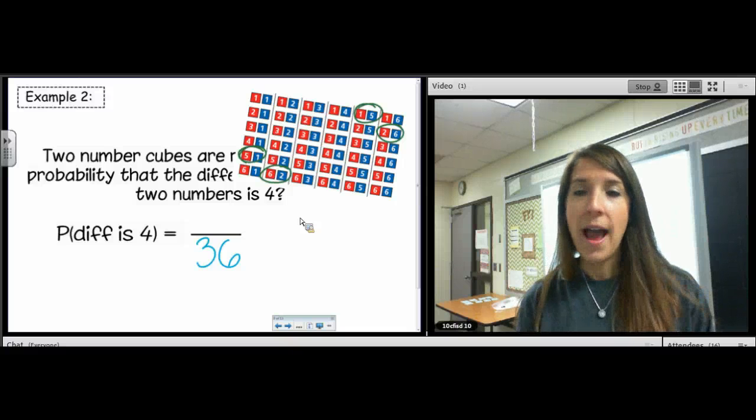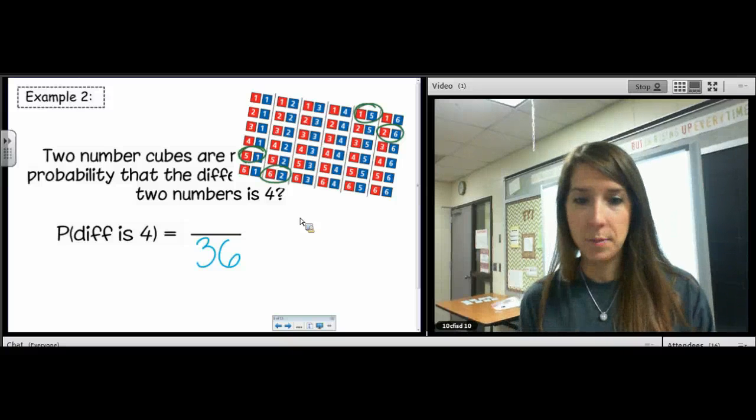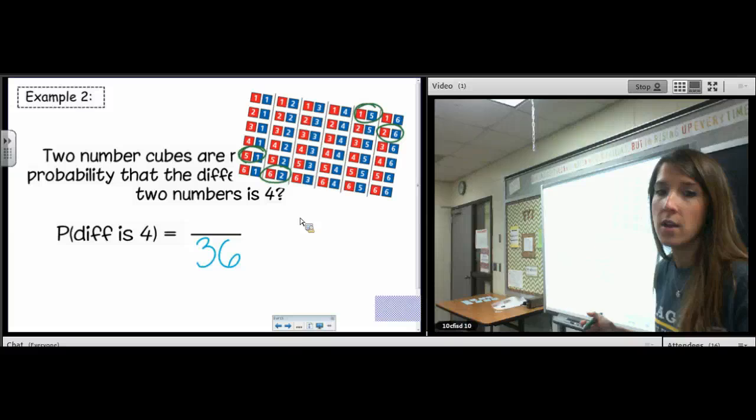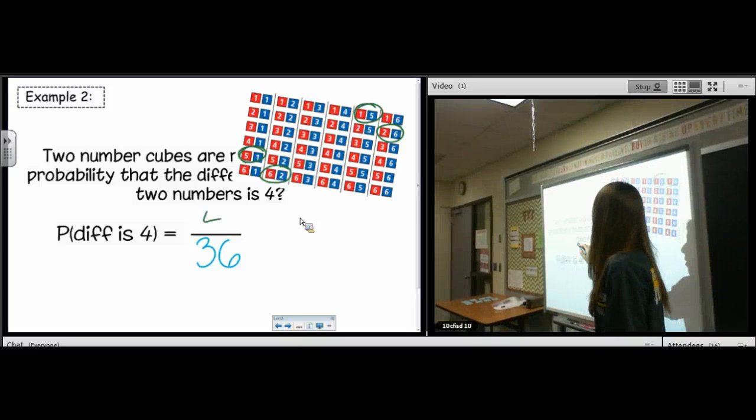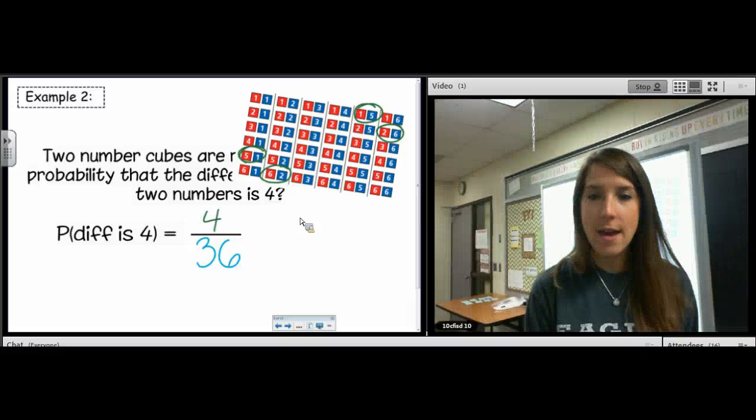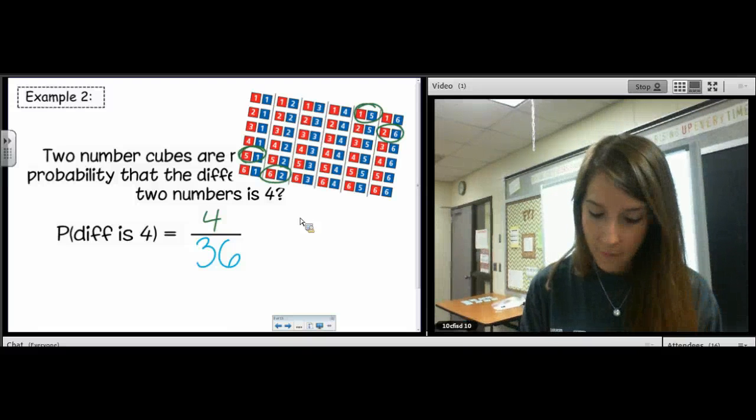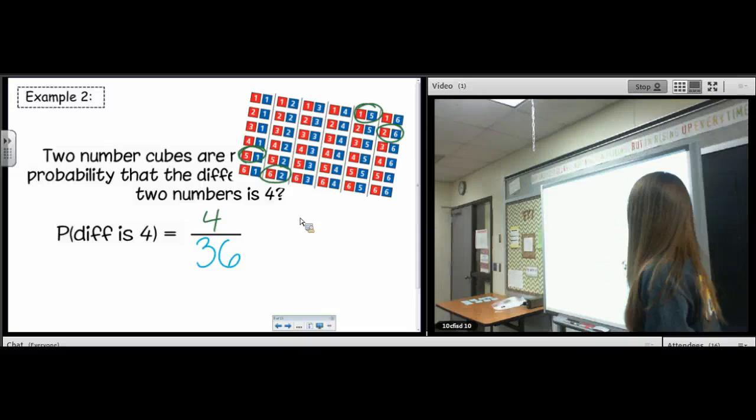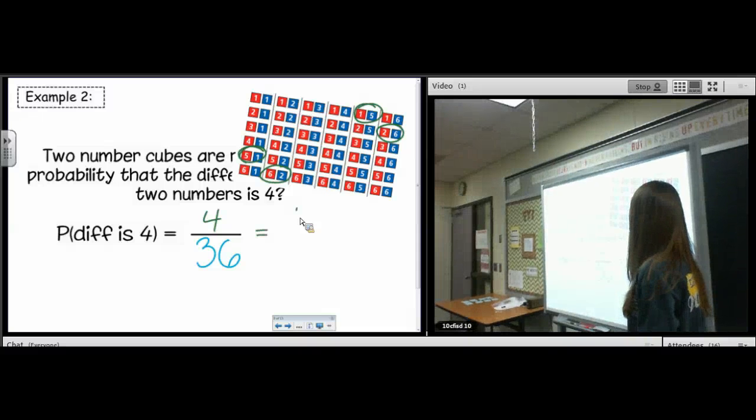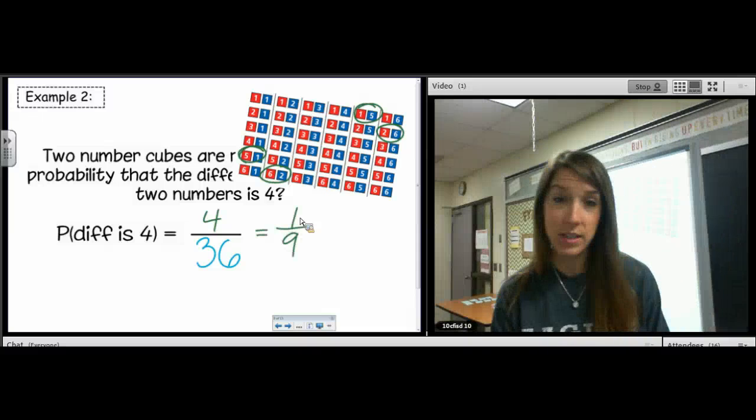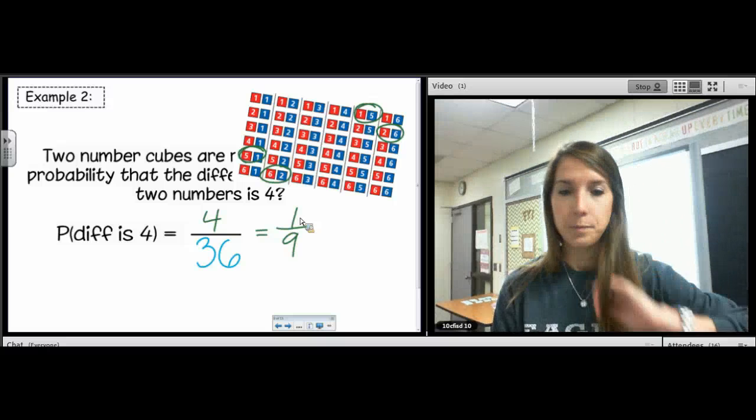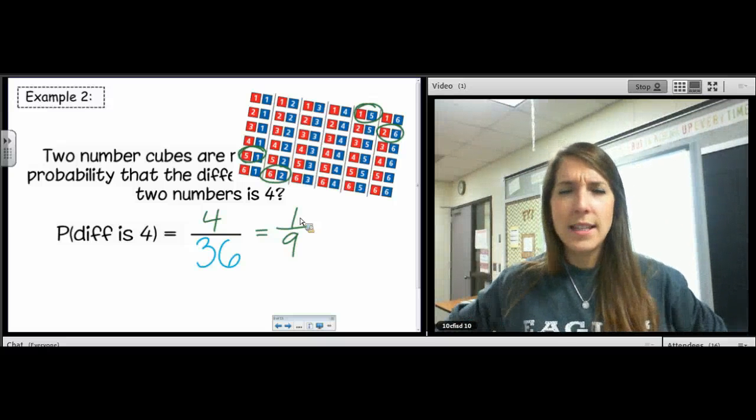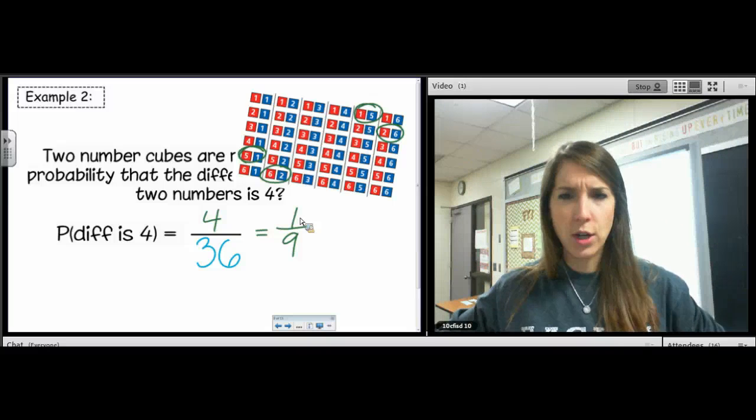Okay, so how many favorable outcomes are there? 1, 2, 3, 4. I circled 4 of them. Yeah, we are counting order. There are 4 favorable outcomes. We would never leave our answer like that because that is reducible. And so the probability would be 1 out of 9 that the difference would be a 4. It's because they're 2 different number cubes.